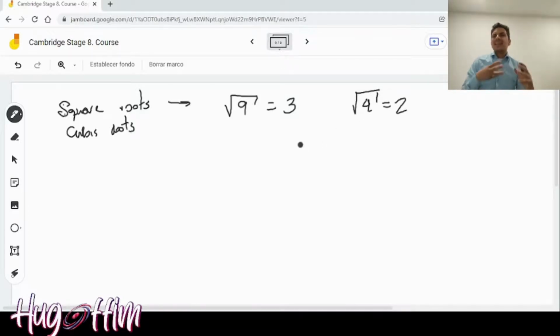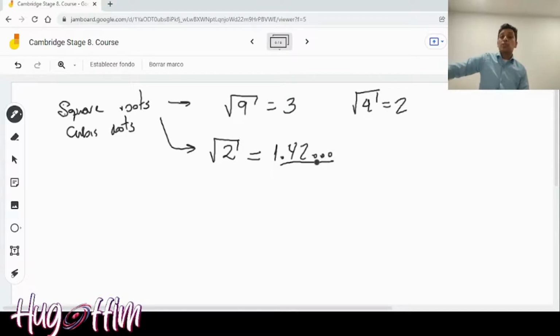But look at that. There could be a problem: what happens if I want to find the square root of 2? If you learn the process to calculate square roots, you will see that the square root of 2 gives a decimal that is not a repeating decimal and is not a finite decimal. This decimal goes on to infinity without repeating, without a pattern. So the square root of 2 is what we call an irrational number.